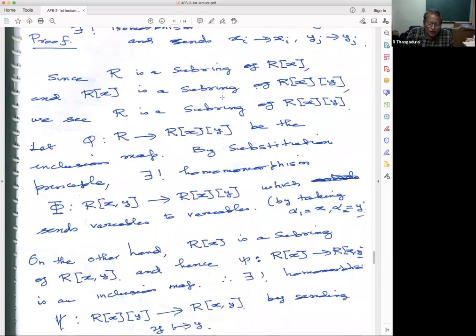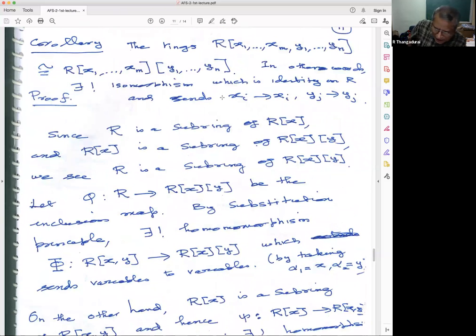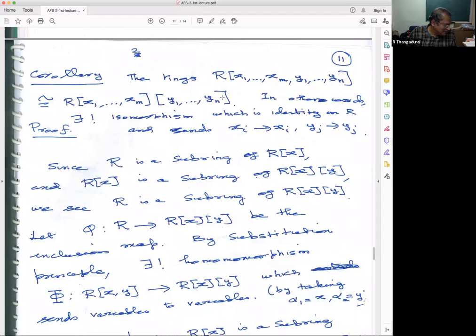It is clear, right? You can think of any polynomial. Suppose I take f of x comma y, a two-variable polynomial. You take any polynomial in two variables, with coefficients in the integers, you assume. I can think of this as an element of Z[x, y]. At the same time, I can think of this as an element of Z[x], and after that we attach y. Why can we think of it this way?